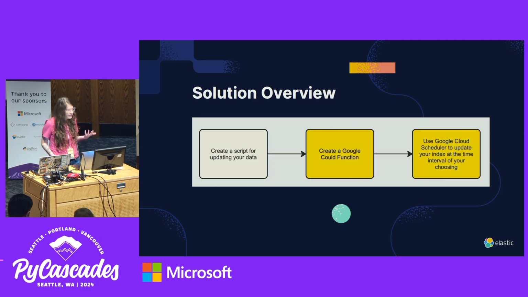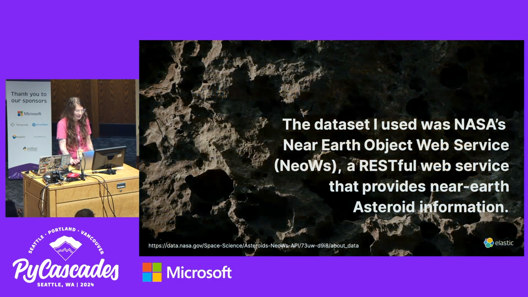And so I've used everything from Google Cloud Platform, I've used Render, I've used Railway, I've used just pure cron jobs, but basically the solution is pretty much the same. You create a script for uploading your data, you create a cloud function, and then you use some sort of cron scheduling service. I'm going to show the demo today using Google Cloud Scheduler to update your index at a specific time interval of your choosing.